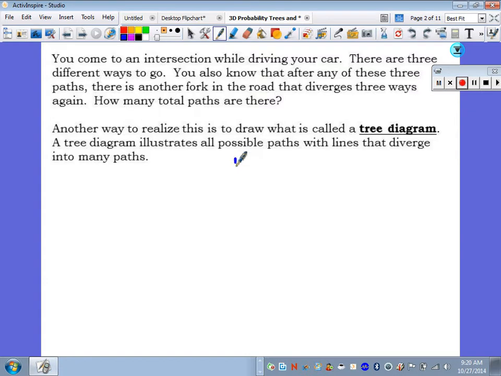So I'm driving down the road, okay, and then there are three paths to go. Now from each of these paths, there's a fork in the road that diverges into three more paths. So 1, 2, 3, 1, 2, 3, 1, 2, 3. Now keep in mind, I'm not grading on artistic ability, but there's your example of a tree diagram. So from here, you could figure out how many total paths there are just by counting the bottommost branches.